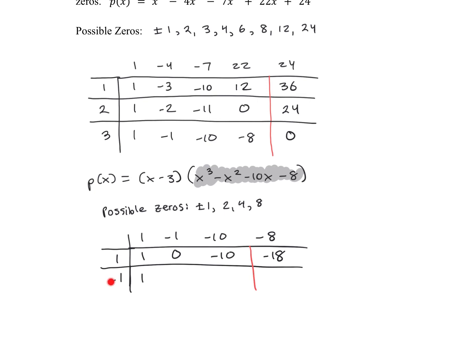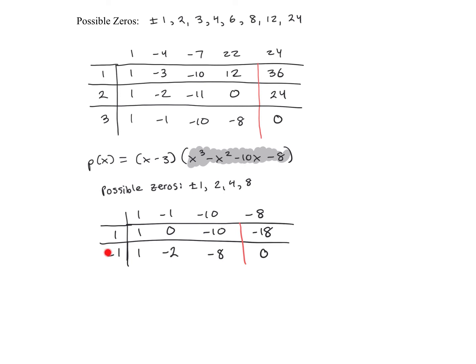So drop down your first number. Here, -1 plus -1 is -2. 2 plus -10 is -8. And here, +8 plus -8 is 0. So that means that -1 is one of our zeros, because again, the remainder is 0. So that means that our next factor is x plus 1. So remember, this is the 0, so our factor is the opposite.